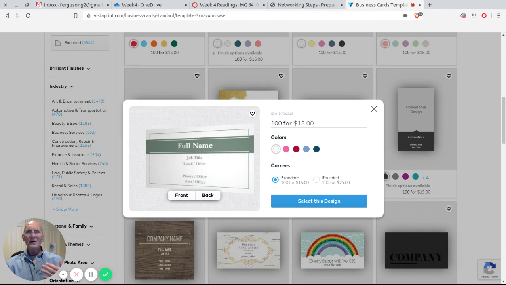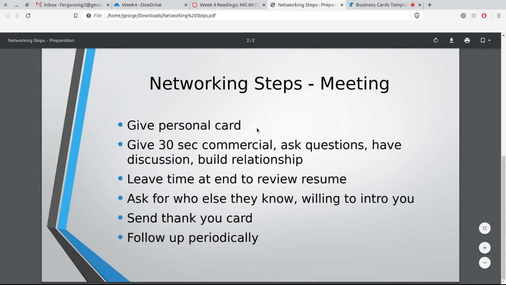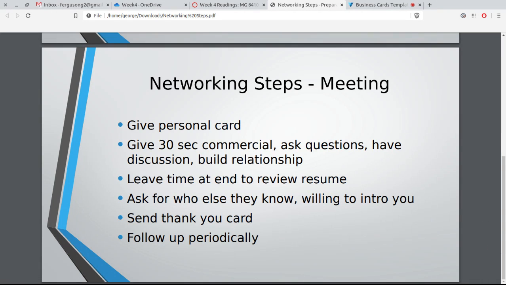It's one of the primary things that you can do as far as your personal branding, and then also your personal marketing. It's so easy to give them. People will hang on to them. Very simple to do. So when you're doing your networking, give them their personal business card first off.